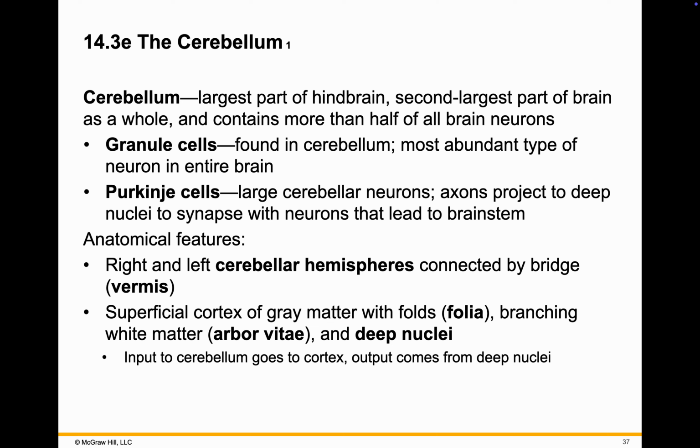The cerebellum is the largest part of the hindbrain and the second largest part of the brain as a whole. It contains more than half of all brain neurons. We have granule cells and Purkinje cells, which are large cerebellar neurons. Anatomically, it has cerebellar hemispheres connected by a bridge known as the vermis. The superficial cortex of gray matter has folds or folia, with branching white matter making up what is literally known as the tree of life, the arbor vitae, and the deep nuclei.